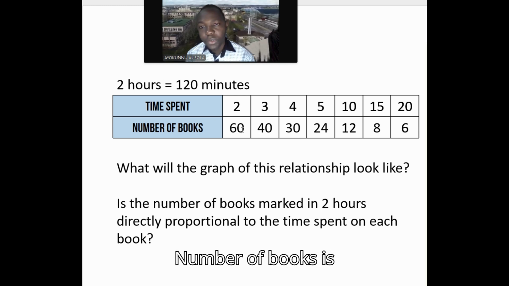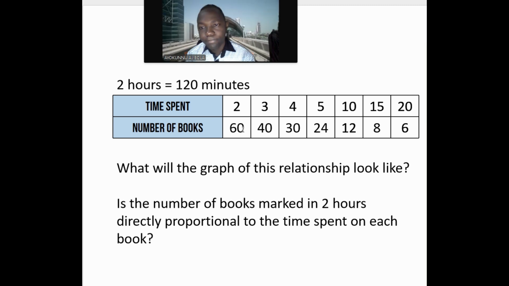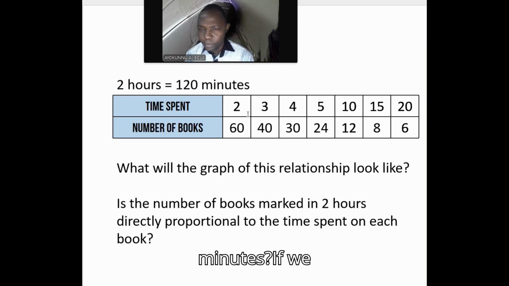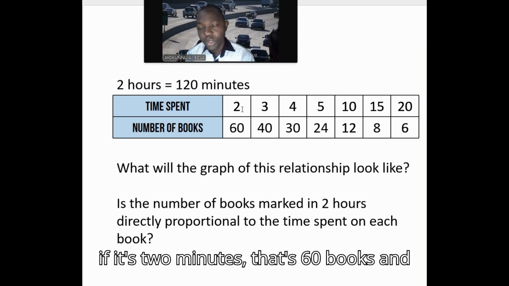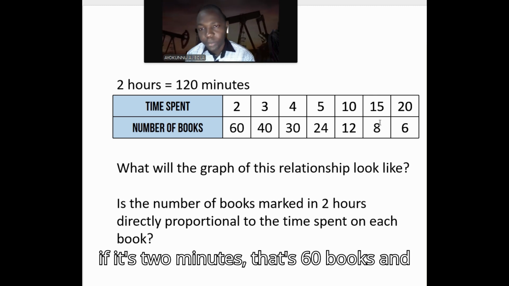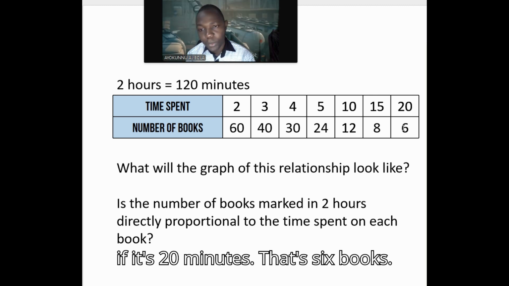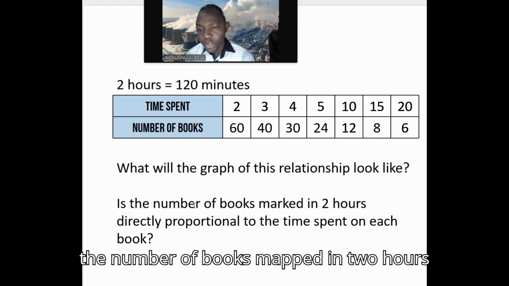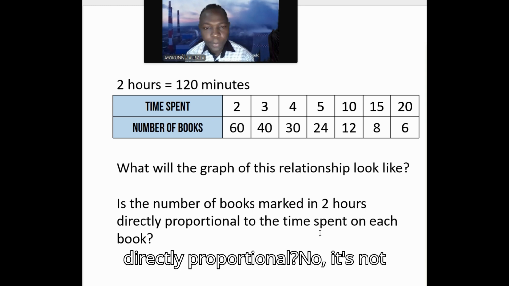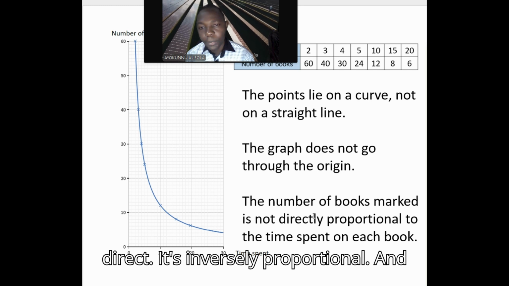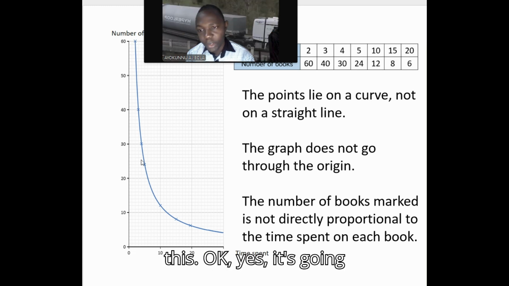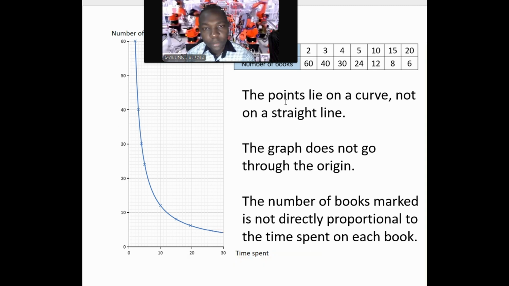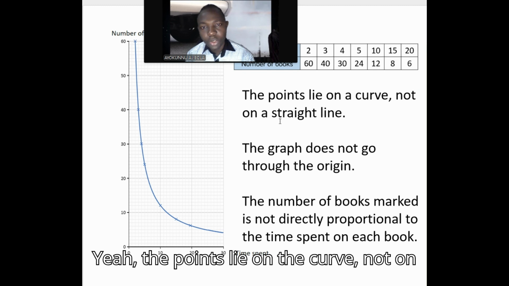We have it here now. Wait a minute, is it 2 hours or 2 minutes? If we change it to minutes, 120 minutes. So if it's 2 minutes, that's 60 books. And if it's 20 minutes, that's 6 books. So what would the graph of this relationship look like? And is the number of books marked in 2 hours directly proportional? No, it's not direct. It's inversely proportional. And the graph is going to look something like this. It's going to go downwards. The points lie on the curve, not on a straight line.